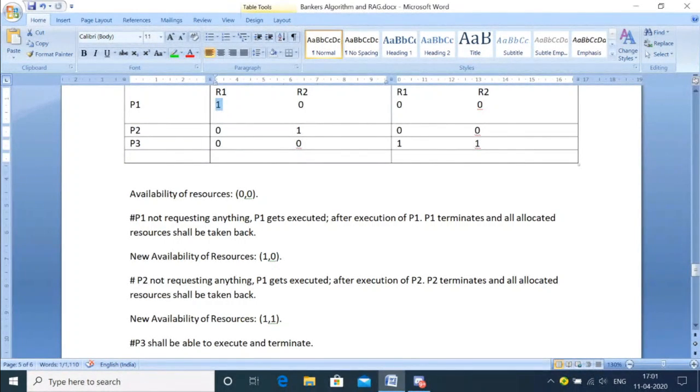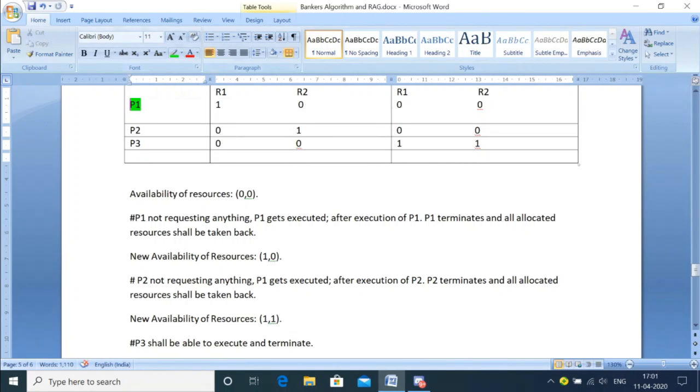So how much will it be? 0 plus 1. So how much will it be? 1. And then 0 plus 0 is 0. Okay, so P1 is done. This part is done, so let me highlight this one that it is done.